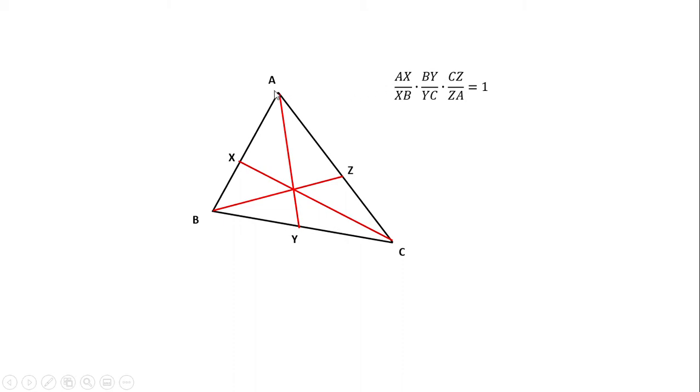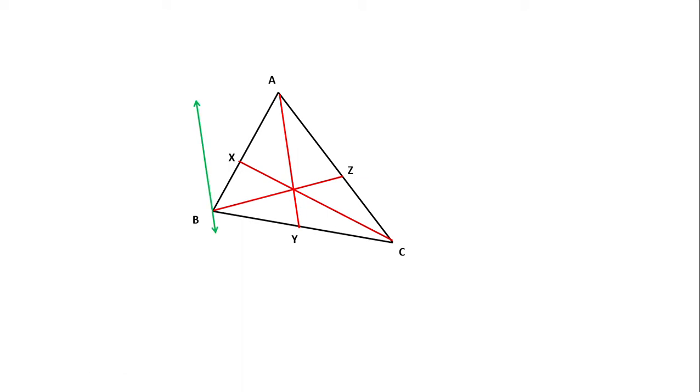And it's going to say that the ratio of AX to XB, multiplied by the ratio of BY to YC, multiplied by the ratio of CZ to ZA, when those three are multiplied by each other, the way the three sides of the triangle are divided up, they will equal 1 if those three line segments are concurrent with each other. So let's take a look at the proof.